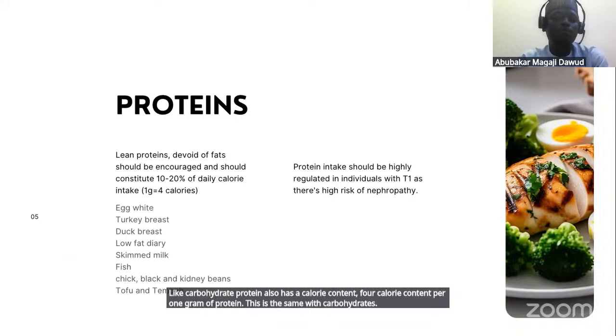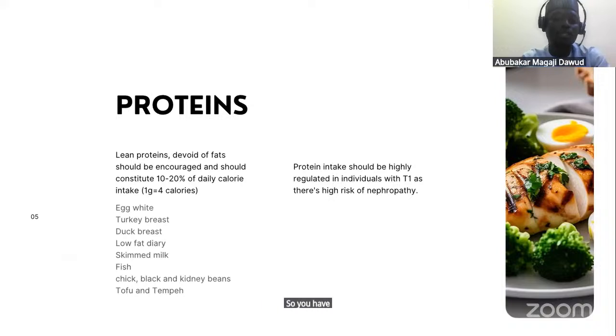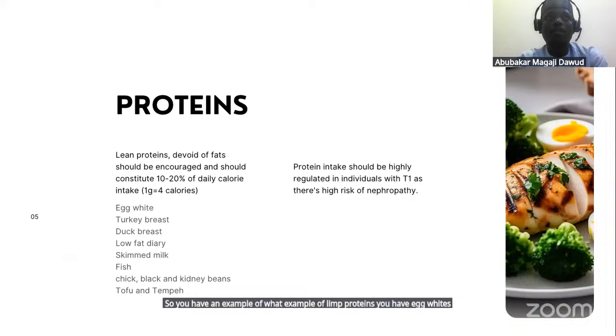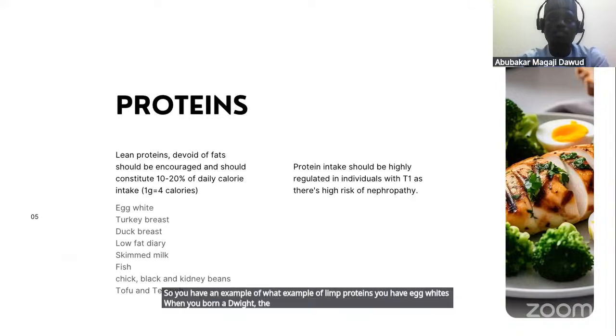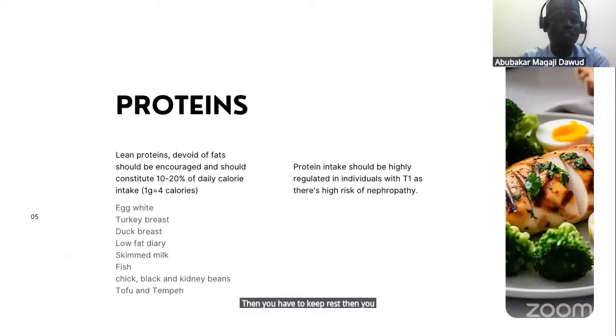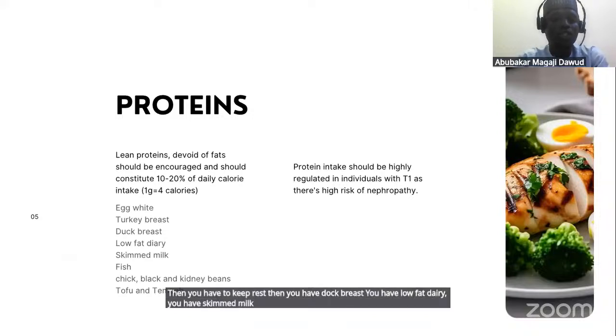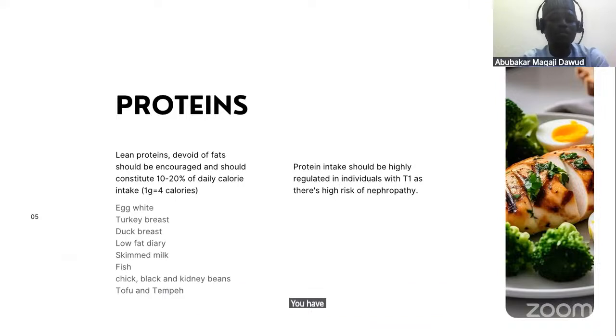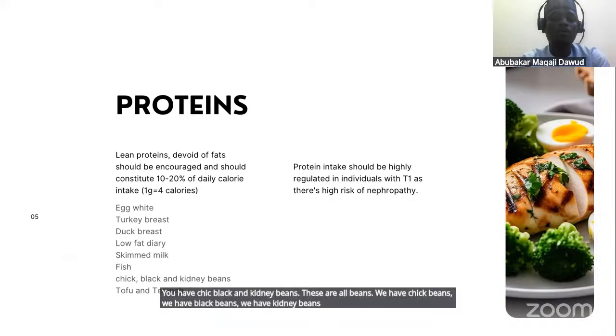So you have example of what? Example of lean proteins, you have egg whites. When you boil egg, the egg white, not the yolk that is inside, is lean protein and is very healthy for diabetic patients. Then you have turkey breast, duck breast, low-fat dairy, skimmed milk, fish, and chickpeas, black, and kidney beans. These are all beans. We have chickpeas, black beans, kidney beans. These are all safe sources of proteins for diabetic patients.